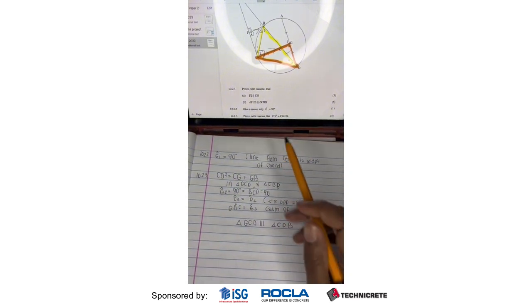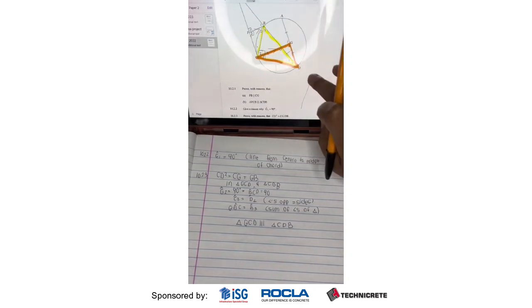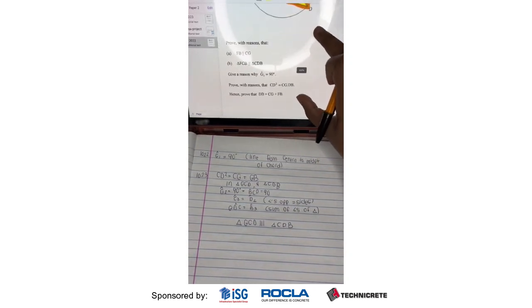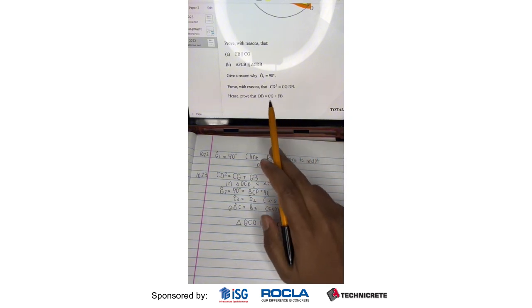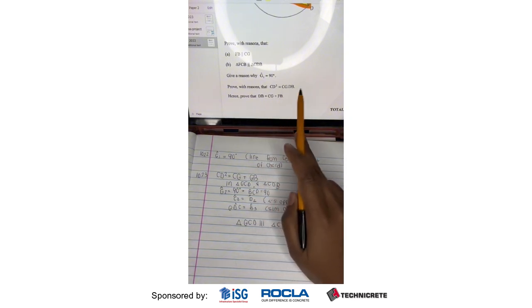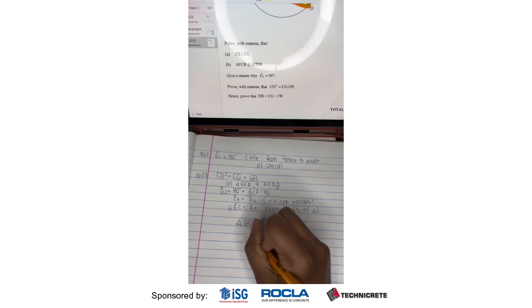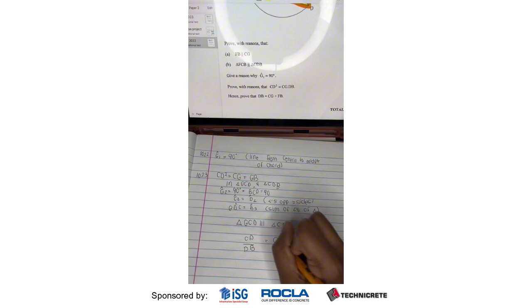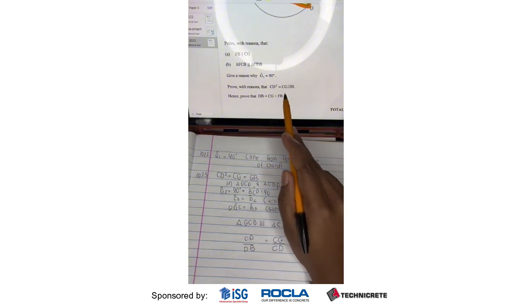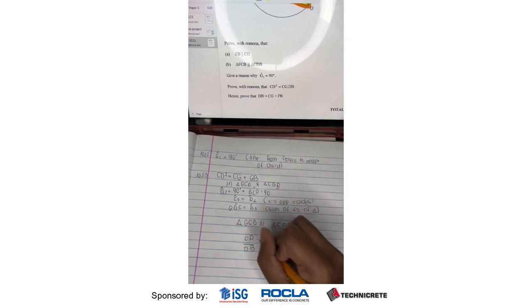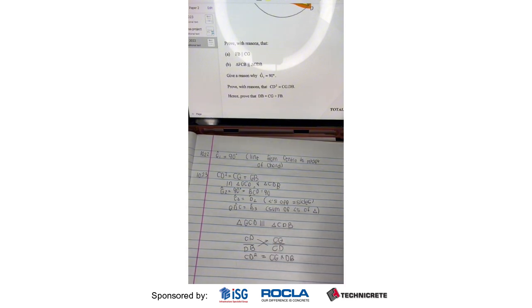Now that I've proved that, I can create the ratio that's going to help me solve what they asked me to solve. The reason that I did these triangles is because I looked for the triangles that have these values in them. So now I can say CD over DB is equal to CG over CD, because I'm wanting to create the same ratio. Now I can cross multiply. CD squared is equal to CG times DB. And I have what they asked me to calculate.